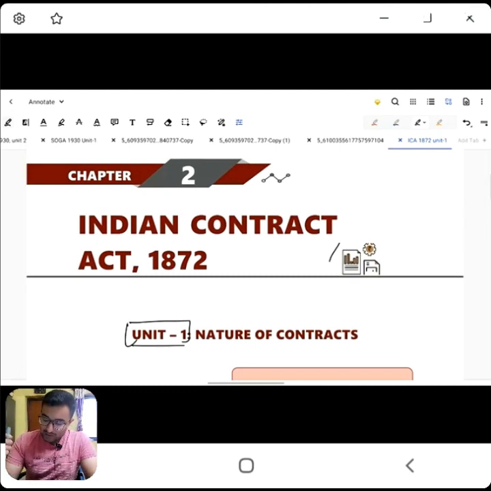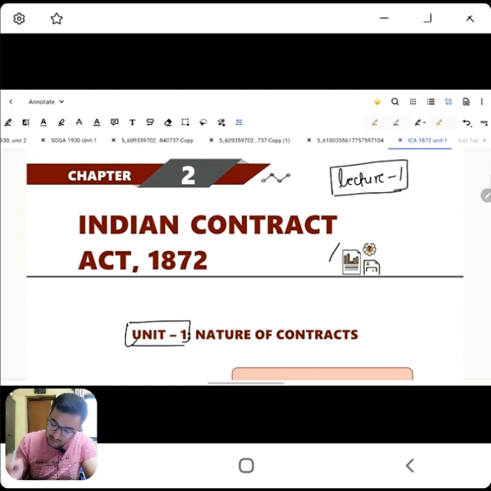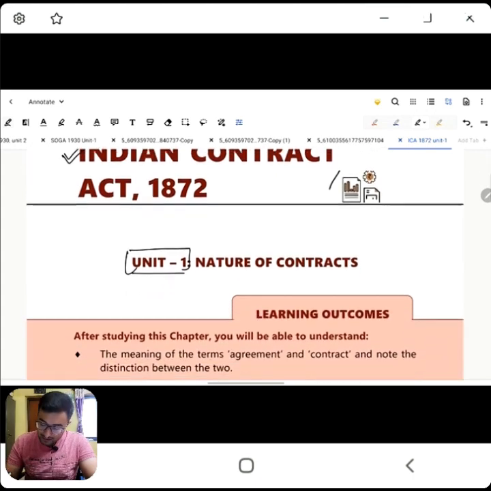As we all know, we have started with this recap batch for CA Foundation Business Law, that is our paper 2. Now, today is lecture number 1 of this recap batch, and the agenda is we are starting with this humongous chapter of the Indian Contract Act 1872. We begin with unit number 1.